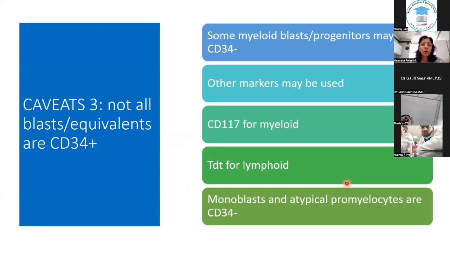Point number 3: not all blasts or equivalents are CD34 positive. Some myeloid blasts or progenitors may be CD34 negative. So for them, other markers may be used, like CD117 for myeloid blast and TdT for lymphoid blast. Monoblasts and atypical promyelocytes are CD34 negative.